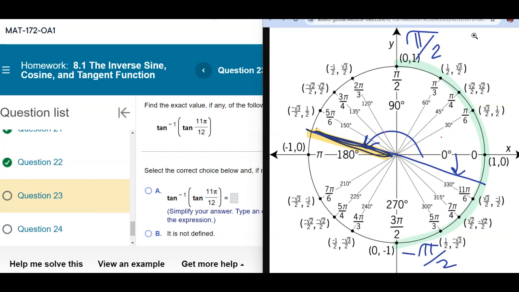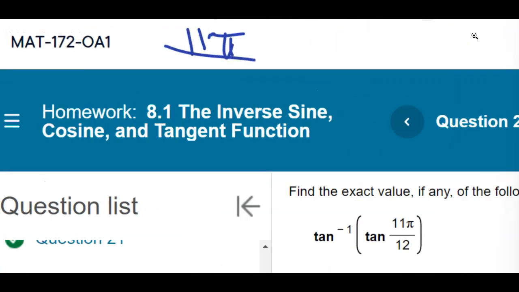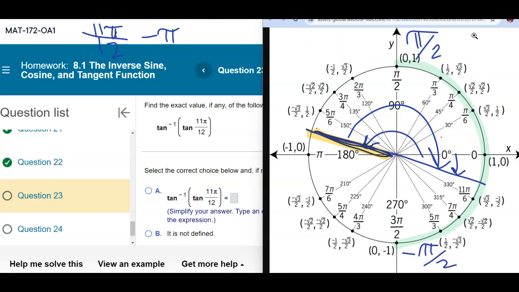Again, it has to be in quadrants 1 or 4, and if it's in quadrant 4, it has to be negative angles for it to be the output of the inverse tangent function. So what we're going to do is take this 11 pi over 12 and subtract pi radians, and that will put us in quadrant 4, giving us the angle that we want. All right, 11 pi over 12 minus pi. Well, pi is 12 pi over 12, so that would be negative pi over 12. So that's the angle that will come out of the inverse tangent if we feed it the tangent of 11 pi over 12, an angle bigger than pi over 2 here.